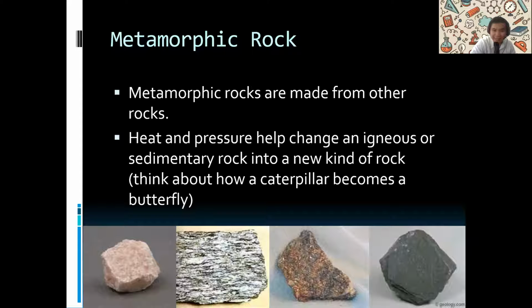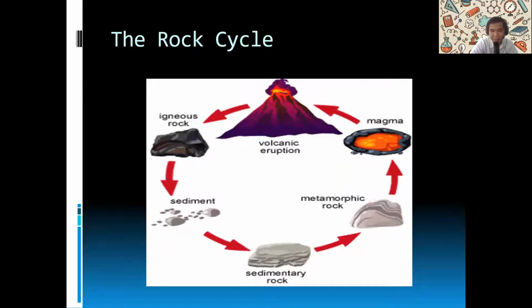Heat and pressure. Igneous, they change to igneous because of heat. Sedimentary, because they are weathered away and they are covered by pressure. Metamorphic is like a combination of the two. And this is the rock cycle, but we'll get to that in a minute. So let's answer the other questions, okay?